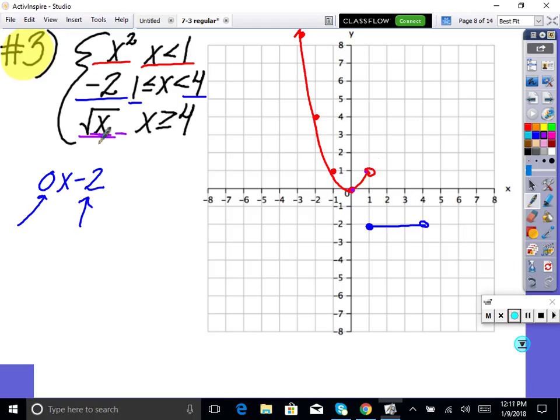Plug in 2, it's a decimal. 3, a decimal. 4. Yep, so go over 4 up 2. 5, 6, 7, 8 is a decimal, but the square root of 9 is 3. So go ahead and plot that. Now, if we were going to draw this, it would all connect like this. But we're only keeping that for x values greater than 4. So go to 4. That's where we're starting.